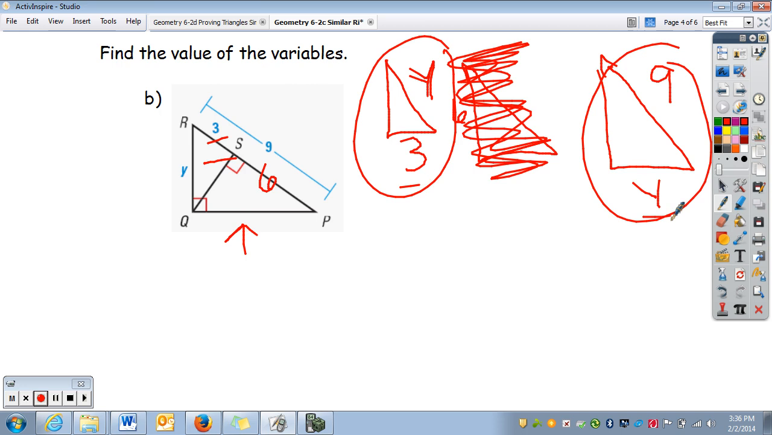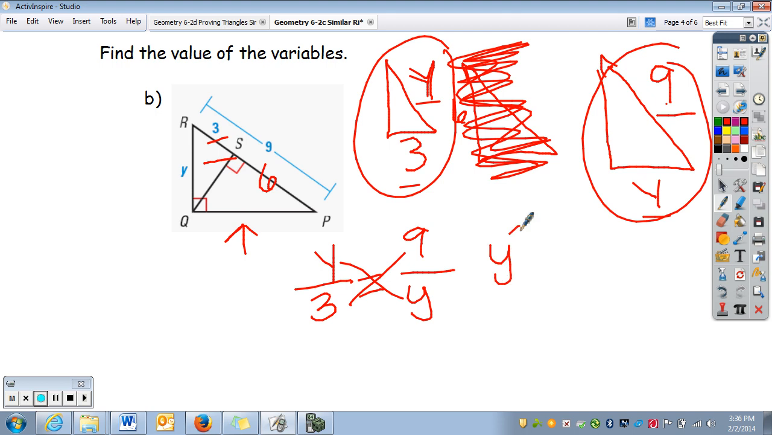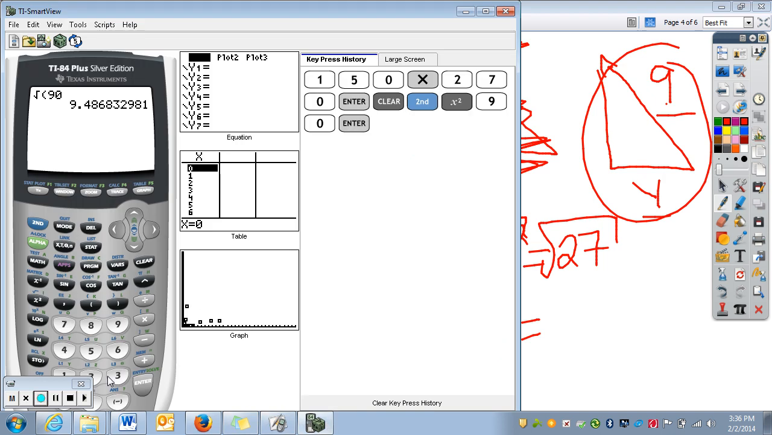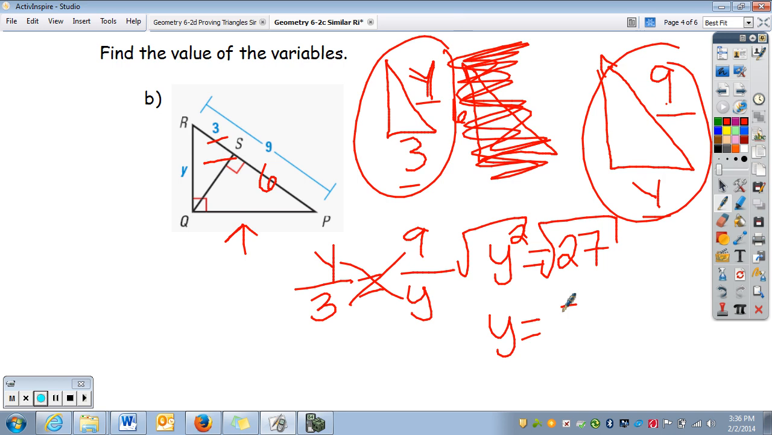Notice they both have a short leg and they both have a hypotenuse. Even though we have the same variable on both, I can still solve it. So I can go y over 3, the hypotenuse over the leg, equals the hypotenuse over the leg. So cross multiply, I get y squared equals 27. So square root of 27. I can use my calculator. I go second square root of 27. 5.2 if I round to the nearest tenth. It's going to happen a lot because when you're dealing with right triangles, you're going to get decimals.